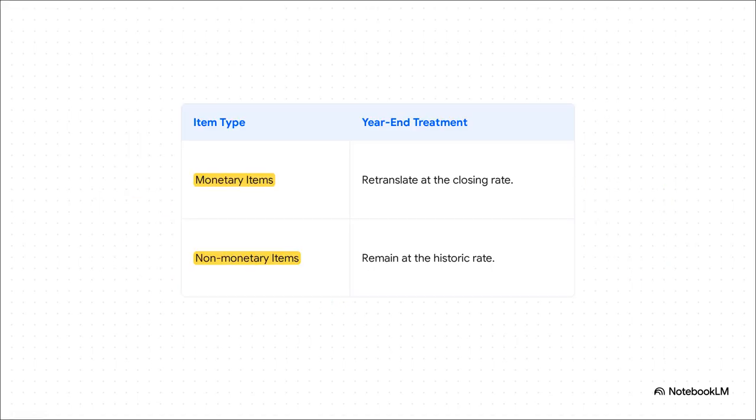The company actually recognizes this gain on its income statement for the year simply because the exchange rate moved in its favor. So this brings us to the single most important rule you need to remember for handling these year-end transactions. Monetary items, things like cash, receivables, and payables, must be retranslated using the closing rate. Non-monetary items, like your inventory or equipment, just stay at the historic rate you first recorded them at. That's it. That's the core principle.